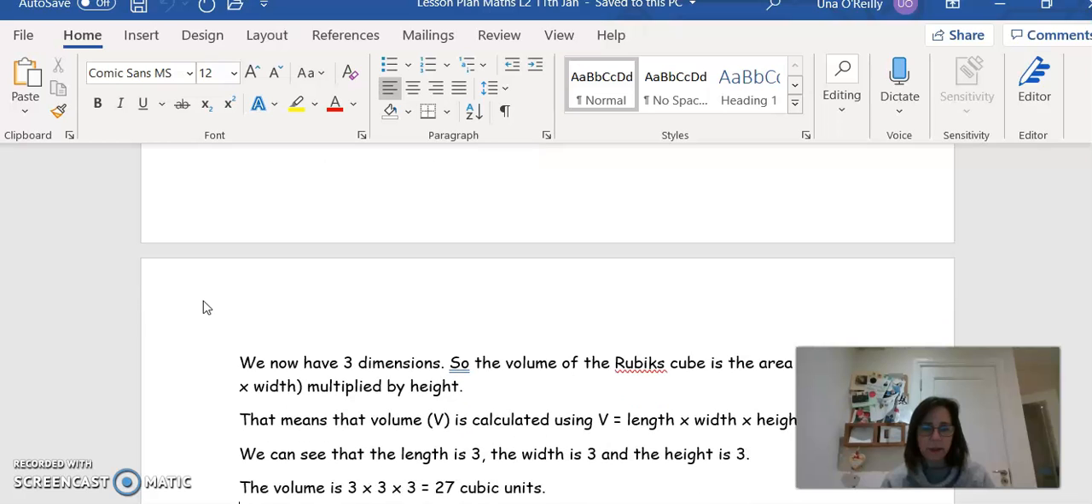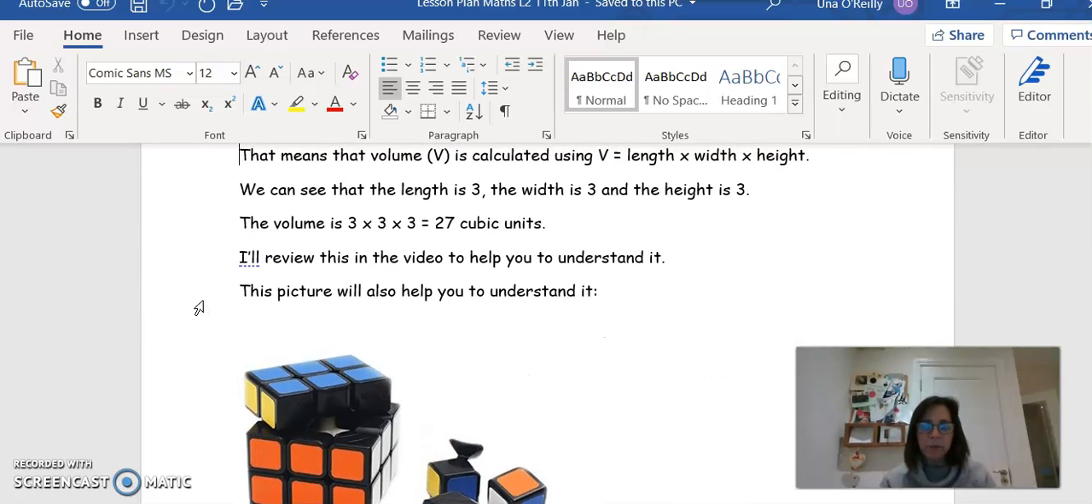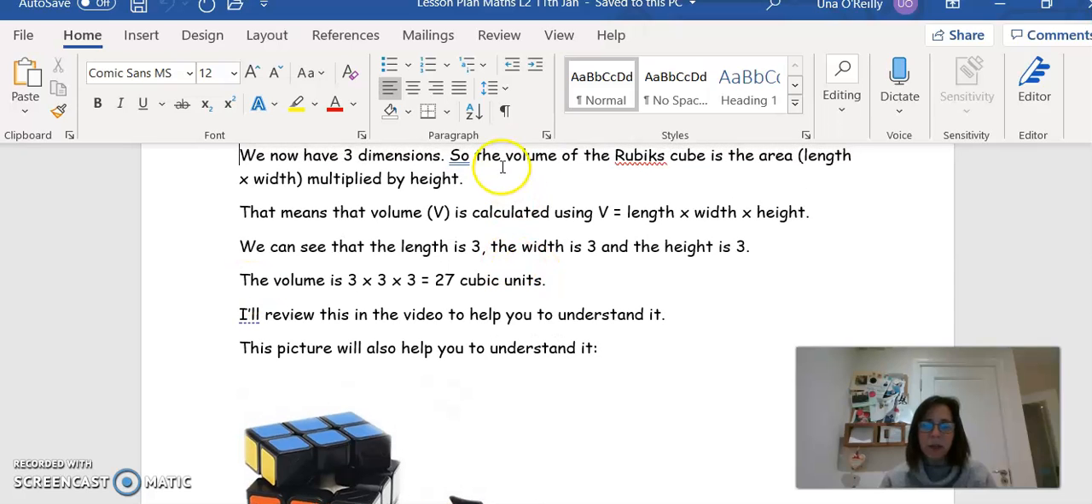Sorry guys, bear with me. I'll do it again. There we go. So the volume of the Rubik's Cube is the area, the length and the width of this, multiplied by the height. That means that volume is calculated using V equals length by width by height.